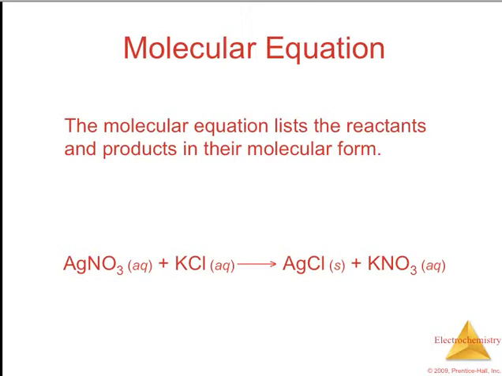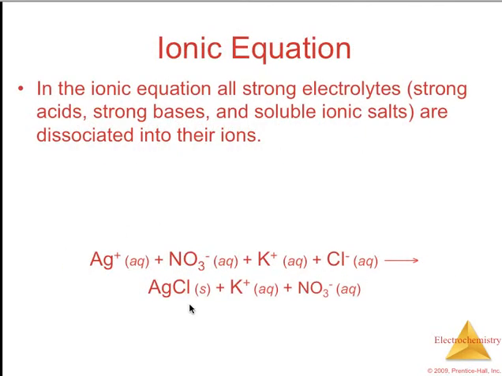The first one would be a molecular equation. And this lists the reactants and products in what's called their molecular form. So for an ionic compound in solution, even if these ions were to break up in solution, when we're writing the molecular form, we keep them together as a compound.